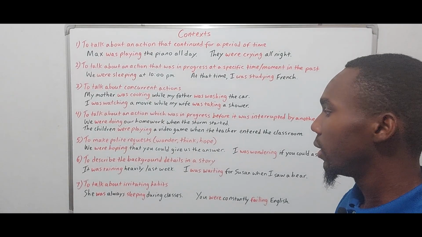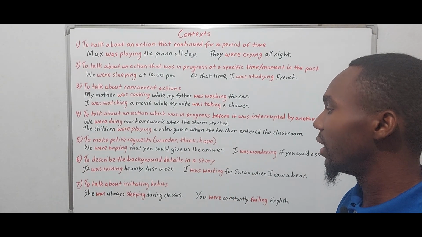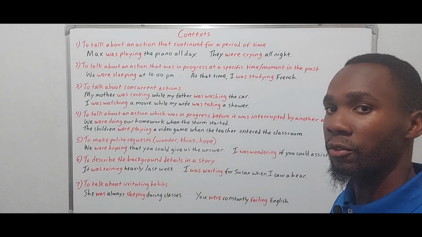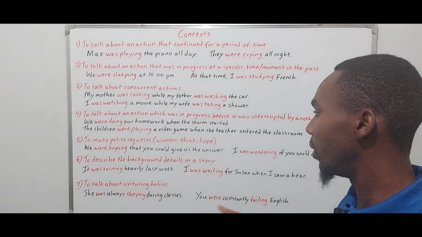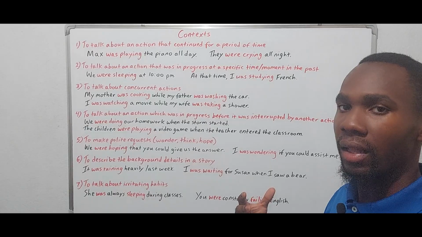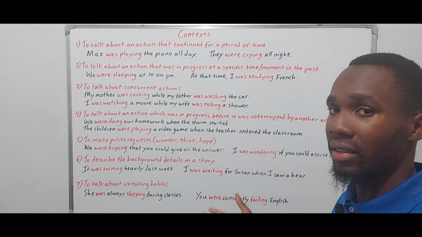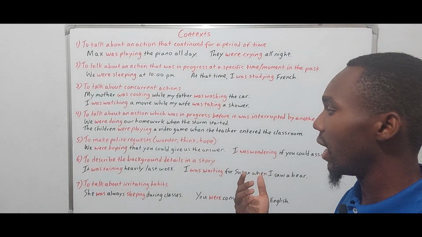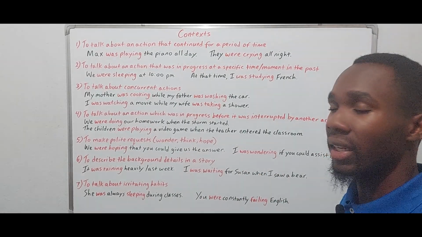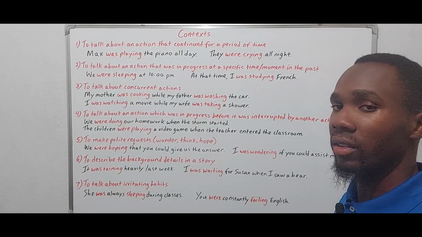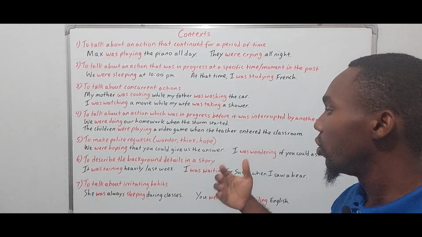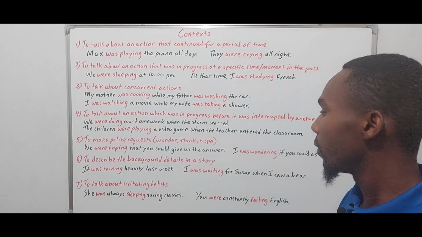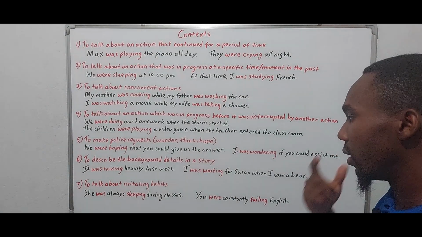Good. And 7, to talk about irritating habits. And you will see adverbs of frequency being utilized here, like always, constantly. And this is the same as the present continuous, right? Where we said that it is used to talk about irritating habits. But of course, this is just in the past tense. So, she was always sleeping during classes. You were constantly failing English.